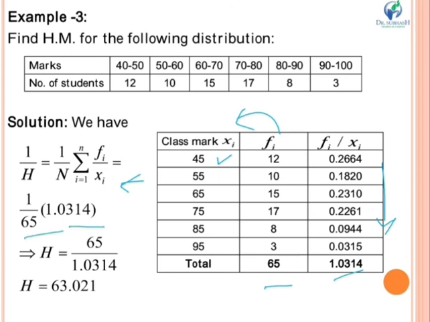To find H, we have to find the reciprocal of this. So H will be equal to 65 upon 1.0314. That is H equal to 63.021. So dear students, this was the first topic of measures of central tendency.